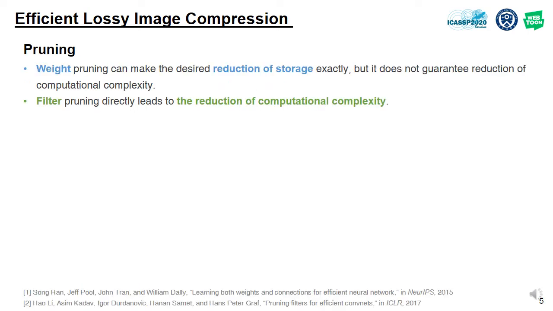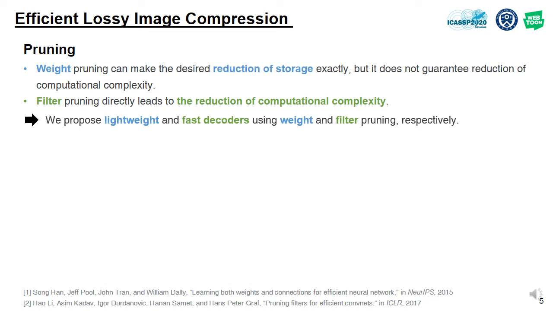Next, we utilize model pruning method. Generally, pruning can be divided into 2 categories, weight and filter pruning. Weight pruning can make the desired reduction of storage exactly, but it does not guarantee reduction of computational complexity. On the other hand, filter pruning directly leads to the reduction of computational complexity. In this regard, we propose lightweight and fast decoders using weight and filter pruning respectively.